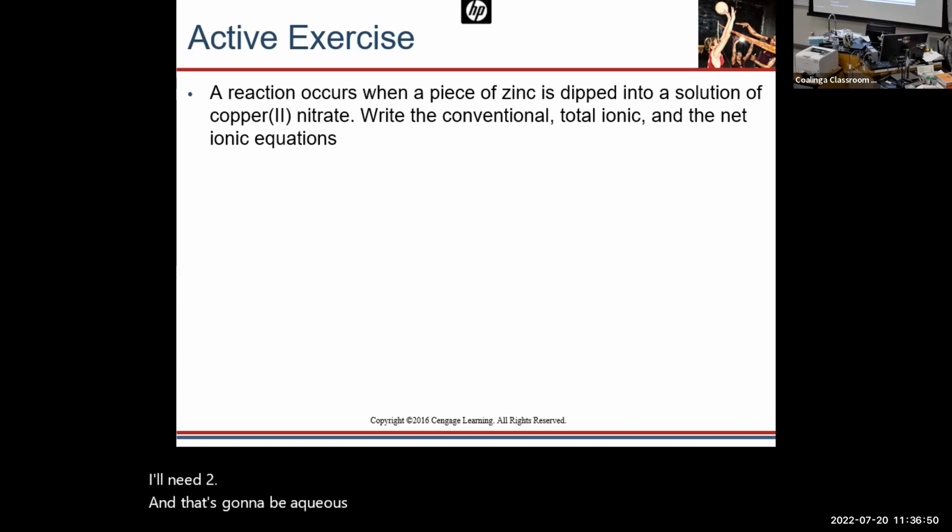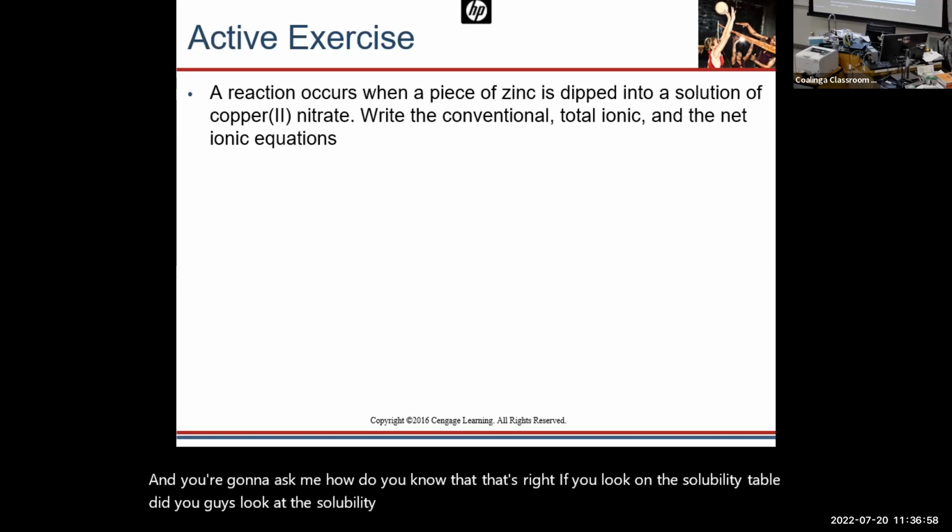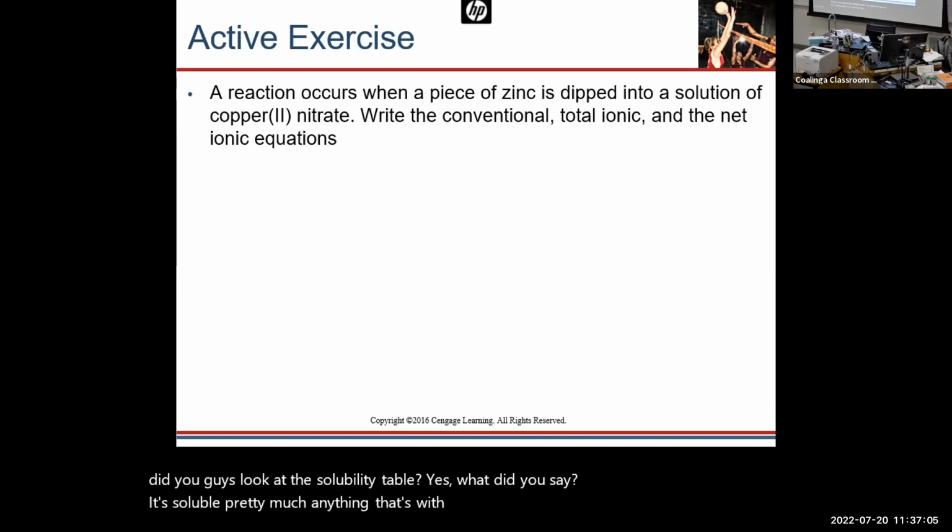Aqueous. And you're gonna ask me, how do you know that that's aqueous, right? If you look on the solubility table, did you guys look at the solubility table? Yeah. What did it say? It's soluble. Pretty much anything with nitrate is gonna be soluble. And so then we get copper. Okay, is it balanced? Okay, so we're ready now.